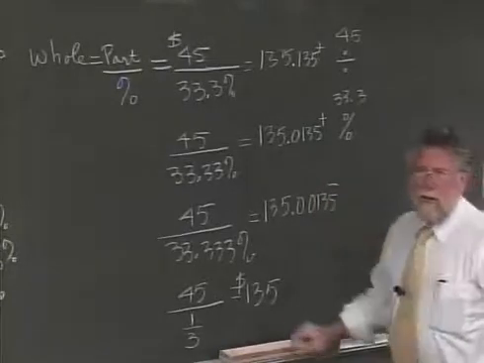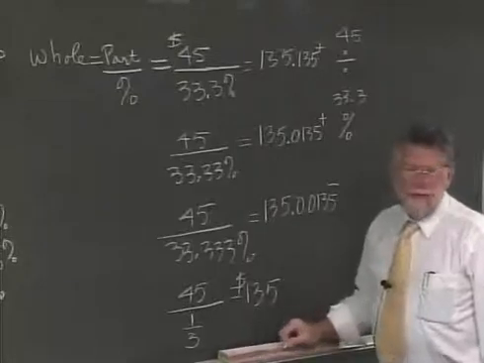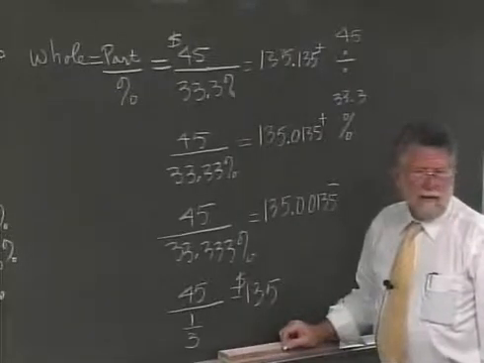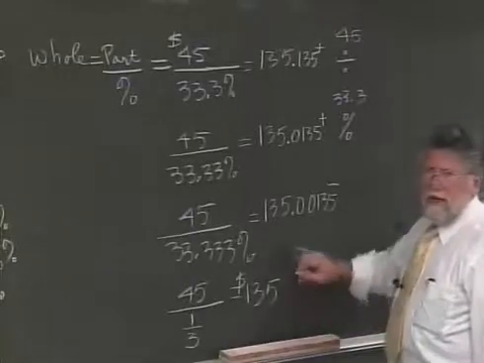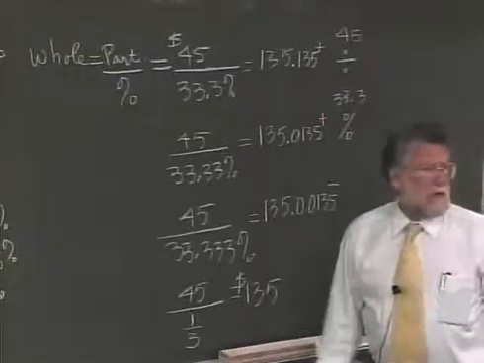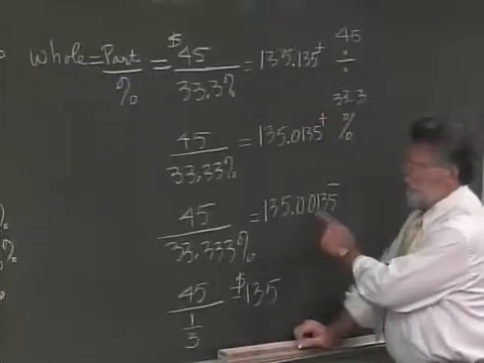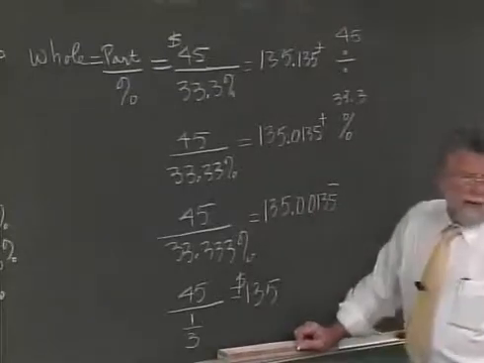Okay, so as I keep throwing on more 3s, I keep getting closer and closer to what? 135. So technically, the right answer is this, and each of these is progressively what? A closer approximation. Now notice what happens here. If I round this off to the nearest penny, I get 135.